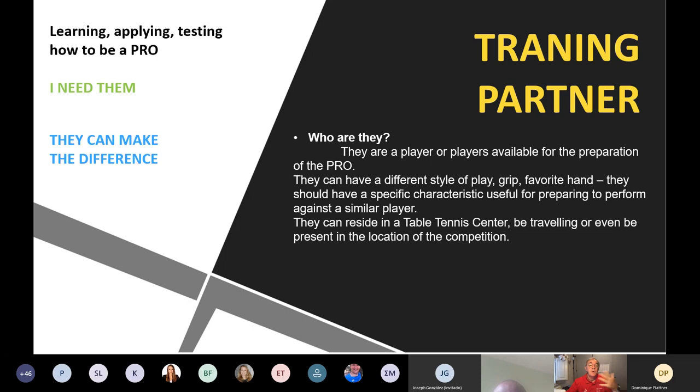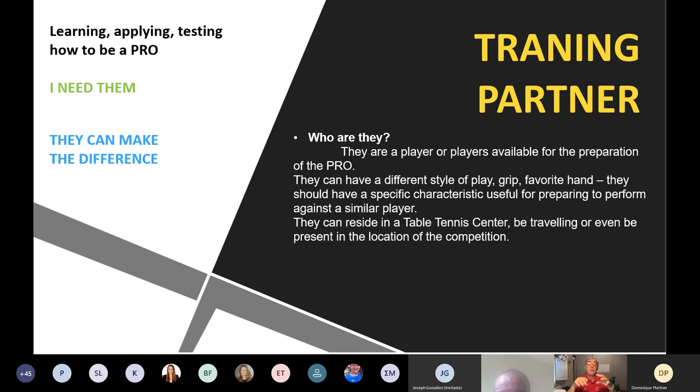And they can make the difference, actually. So who are they? There can be a player or a group of players, left-hander, right-hander, pen holders, with different maybe skills and abilities, where, you know, in preparing, the player can be a very important tile of the entire picture. So they are important. They can be with you all the time during the competition. Many countries actually have the training partners within the team.